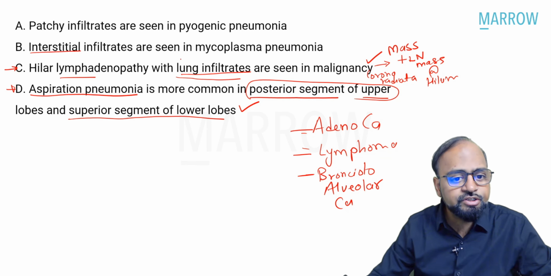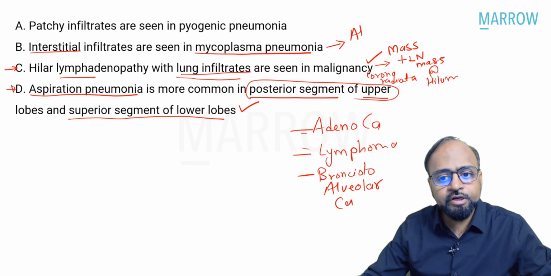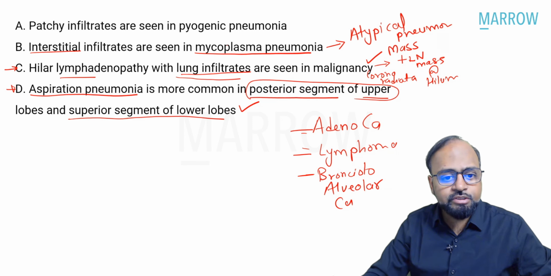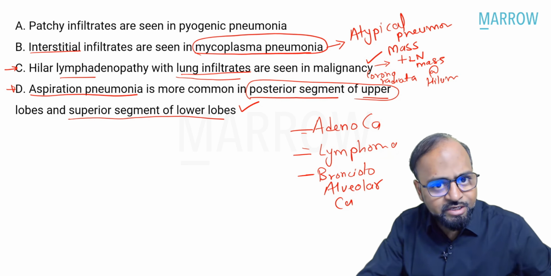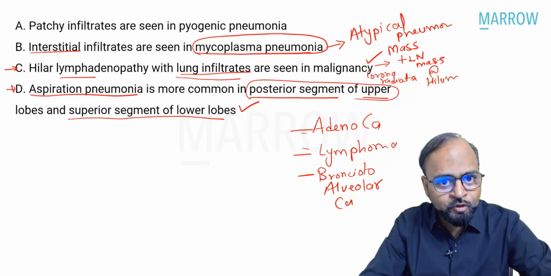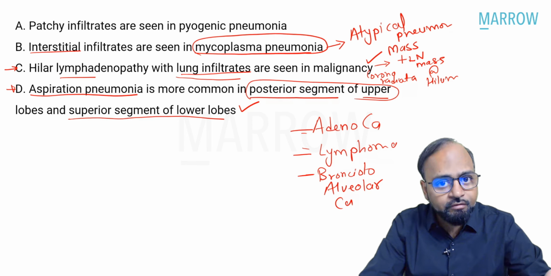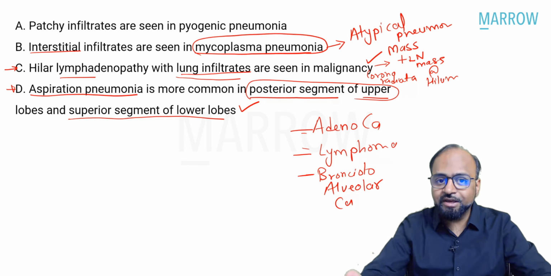Interstitial infiltrates are seen in mycoplasma pneumonia. What is mycoplasma pneumonia? It is atypical pneumonia. Why is it atypical? Do you know? Because the underlying causative agent is atypical. It is not Streptococcus pneumonia, it is mycoplasma. Why is it atypical? Another reason, the clinical findings are atypical, right? It doesn't present with typical signs of a fever, productive cough. It presents with more constitutional symptoms like myalgia, headache, right?